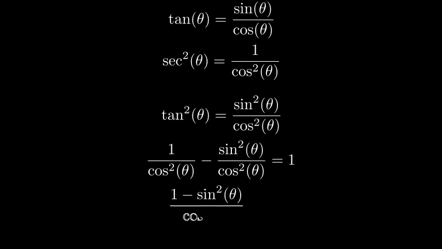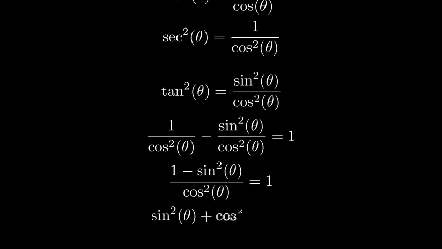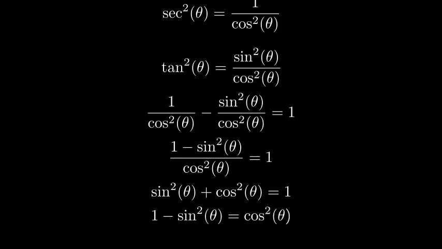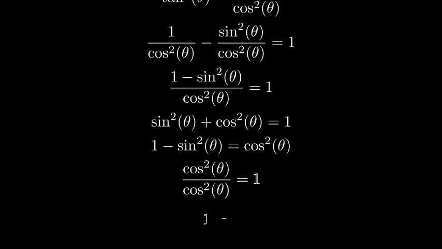These fractions have the same denominator, cosine squared theta, so we can combine them. This gives us 1 minus sine squared theta all over cosine squared theta equals 1. Now here's where we can use the Pythagorean identity. Remember that sine squared theta plus cosine squared theta equals 1, which means that 1 minus sine squared theta equals cosine squared theta. Looking back at our equation, we can see that the numerator 1 minus sine squared theta is equal to cosine squared theta.